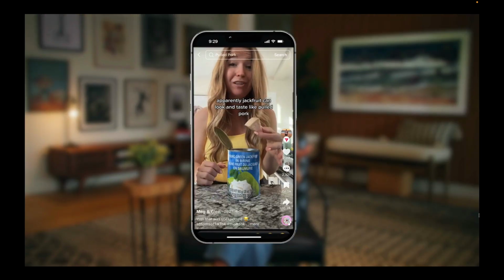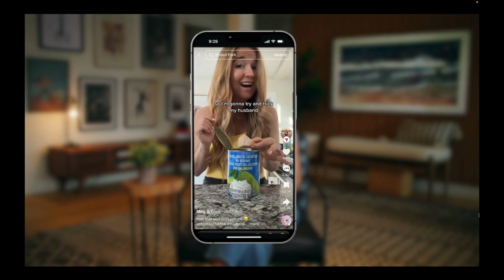So let's add even more curiosity. Apparently jackfruit can look and taste like pulled pork, so I'm gonna try and trick my husband. Finally, we have a hook that actually gives you a reason to care and something to look forward to by the end. People were so curious to see whether I could trick Glenn that video got over 19 million views.